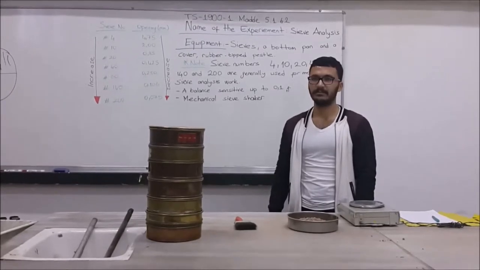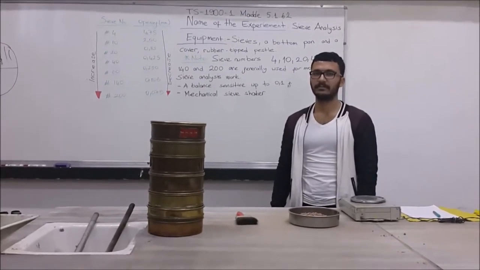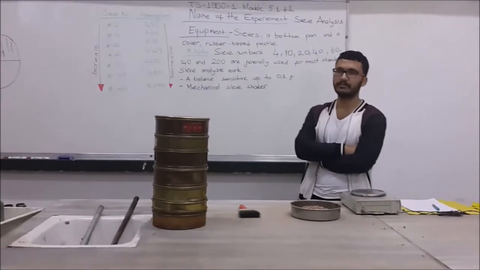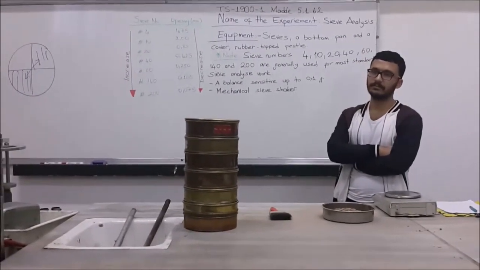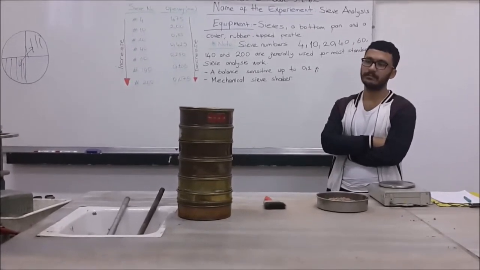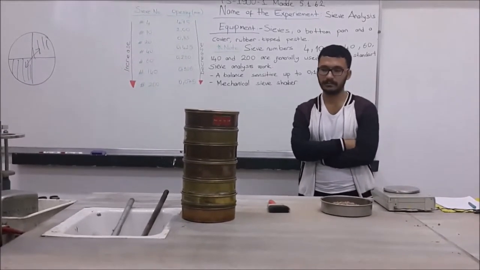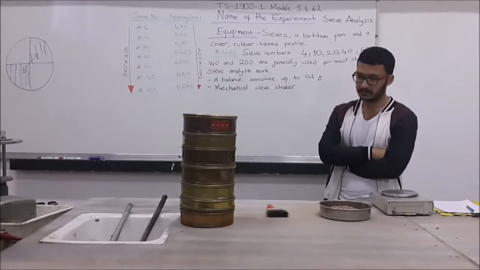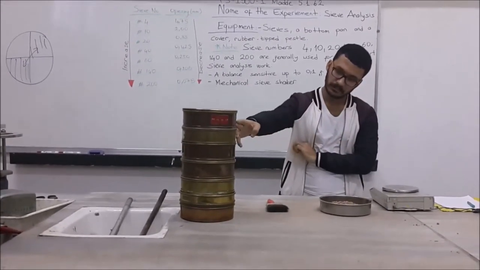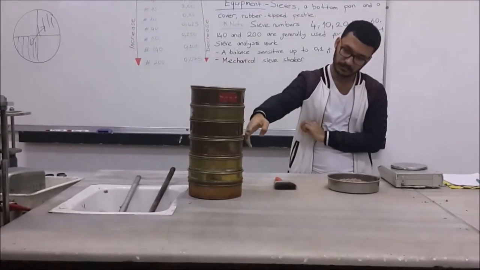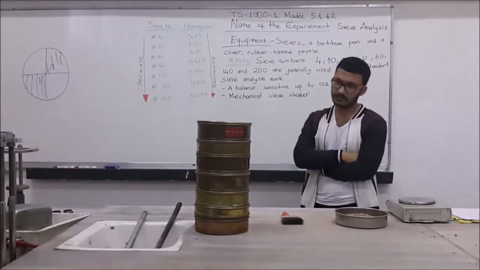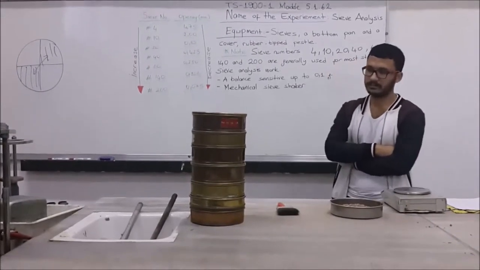Prepare a stack of sieves: a sieve with larger openings is placed above a sieve with smaller openings. The sieve at the bottom should be number 200. A bottom pan should be placed under sieve number 200. As mentioned before, the sieves that are generally used in stacks are numbers 4, 10, 20, 40, 60, and 200, but more sieves can be placed in between.